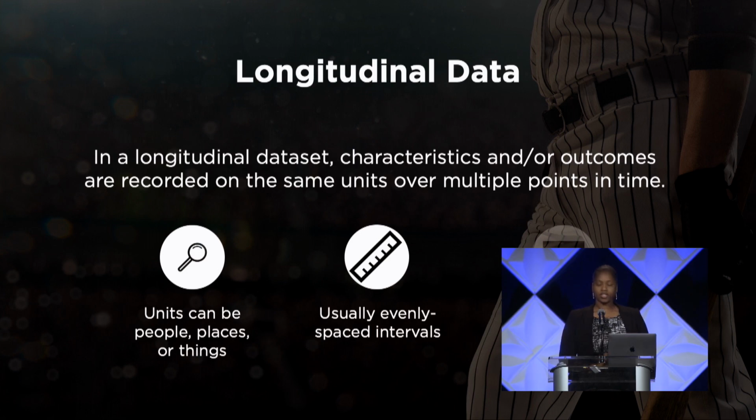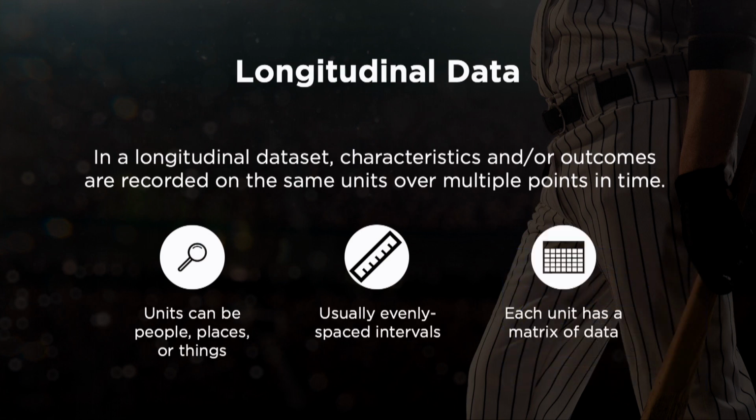And then the units don't necessarily have to have the same number of observations. Thinking back to that clinical trial example, some patients might come in only twice, and then some patients might come in 10 times. And you can think of each unit as having a matrix of data where the variables are observed across the top of the matrix and the time points are in the rows.